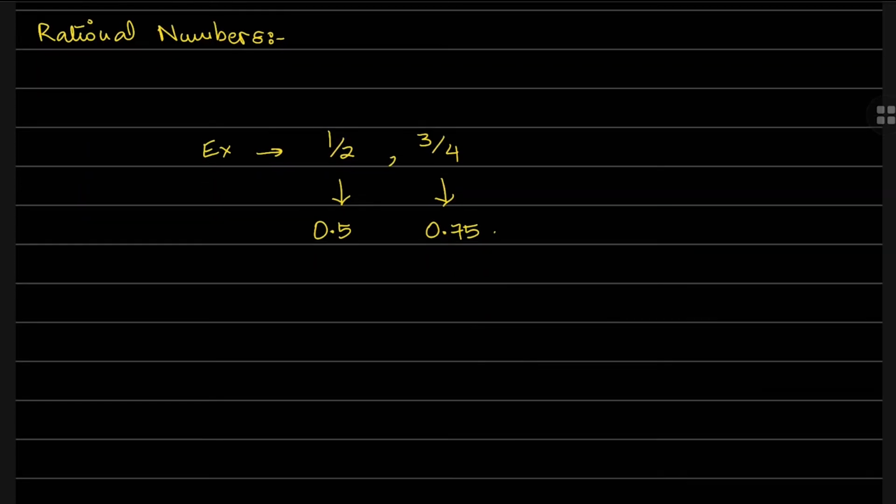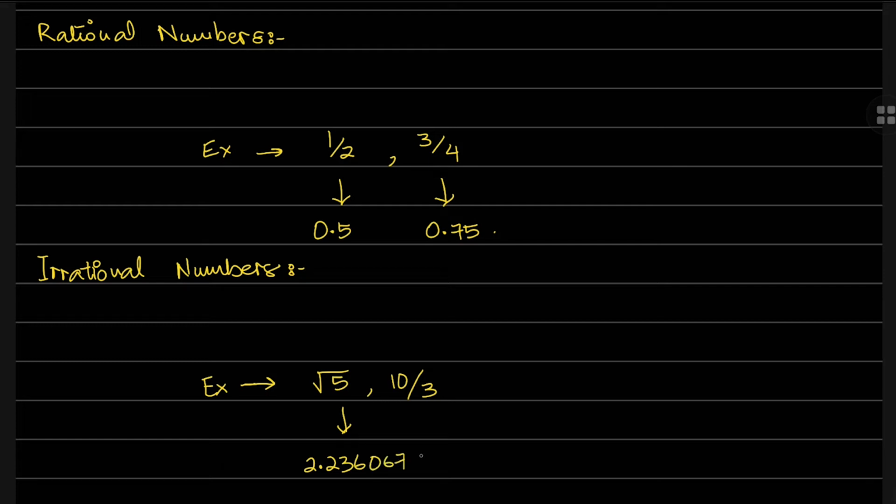Similarly, I'm going to list down the definitions for them later on. Let's suppose we talk about irrational numbers. So irrational numbers are those numbers which cannot be easily expressed as decimals. For example, let's suppose we have under root 5, and we have 10 upon 3. If I was to write them down as decimals, under root 5 would be something like 2 point, I don't know, 2360679, and it goes on. Same thing goes for 10 upon 3.